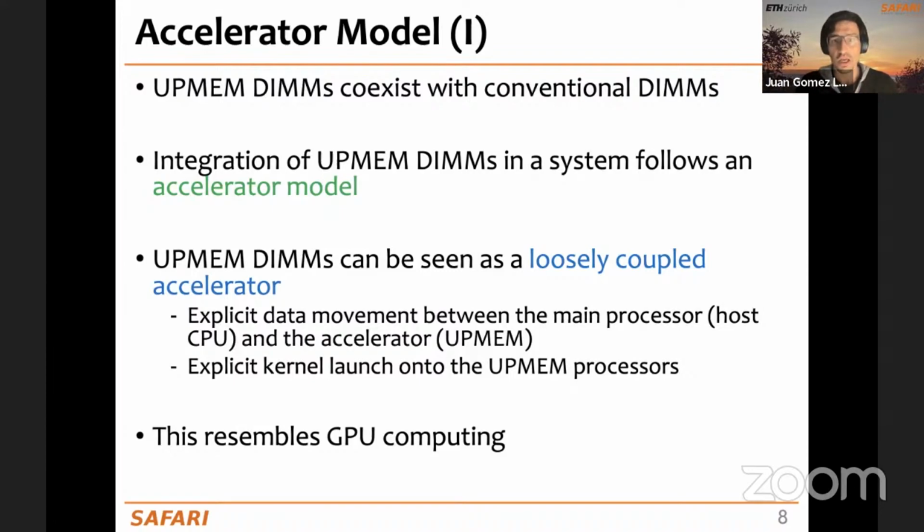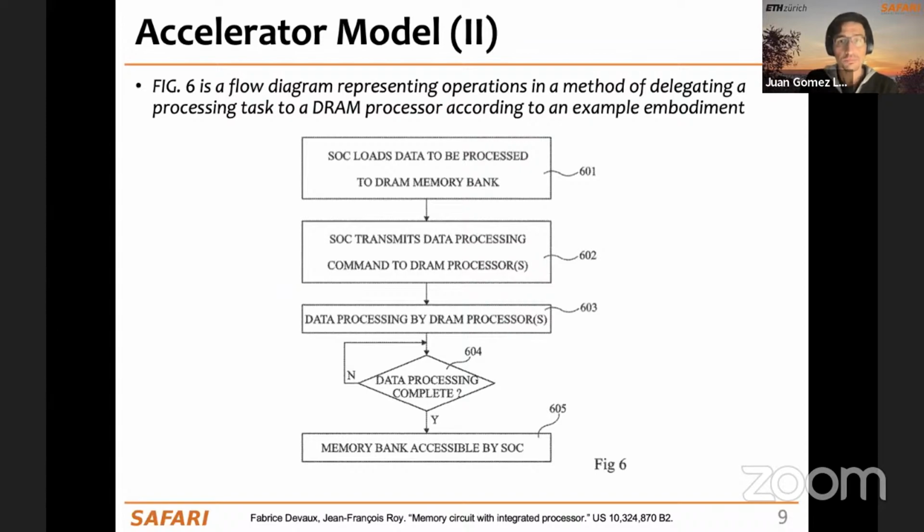And remember that this is quite similar to the way that GPU computing operates as well, at least when we are working with discrete GPUs. And so you may remember that the first thing to do is for the SoC or the host CPU to load data that's going to be processed to the DRAM memory banks, and then transmit the corresponding command to the DRAM processors, to the DPUs, for them to start the execution, and then the execution of the kernel will start in the DPUs. So this is what we call here the data processing by the DRAM processors.